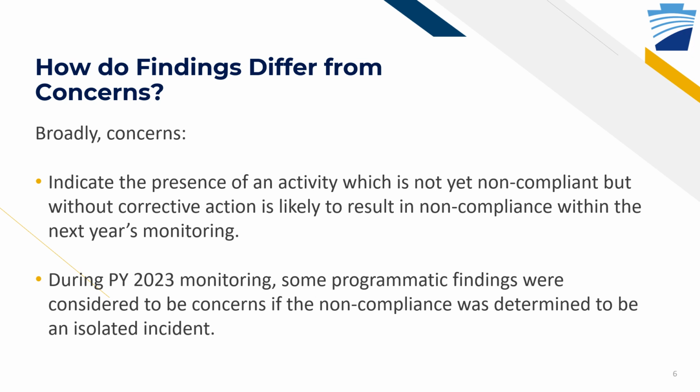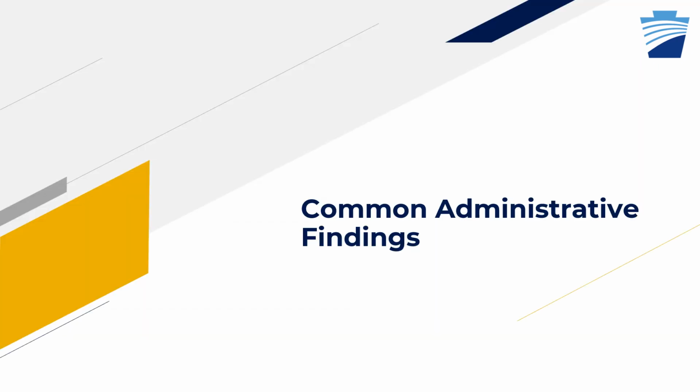We also saw during the PY 2023 monitoring that some programmatic findings were considered by BWGA to be concerns if the noncompliance was determined to be an isolated incident. Moving on, let's discuss some common administrative findings. Before we do that, let's step back for just a second to discuss what it means for a finding to be considered common. Common findings are generally those seen in multiple local areas over the past several years. The list you'll see on the next several slides do not represent all the findings identified in these sections, but should give you a good idea.